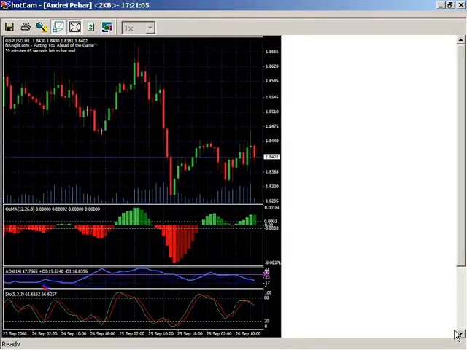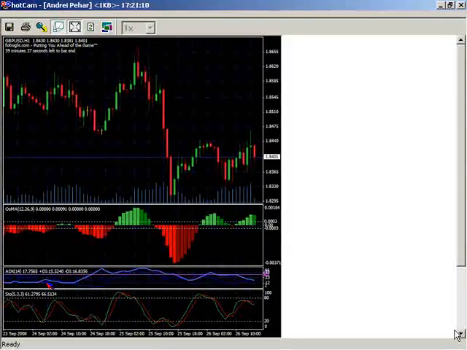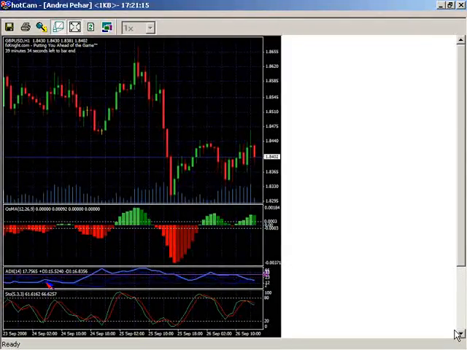14, correct, Ed. Standard setting. Doesn't have to be fancy to be effective, guys. I tried a few different settings, and I always come back to the standards. There's a reason they've become defaults after 60 to 80 years of use. Okay, not the ADX, but I mean standards for other indicators. Wilder's not quite that old. So back here, we're in a range.